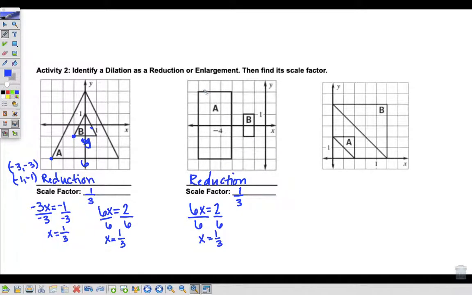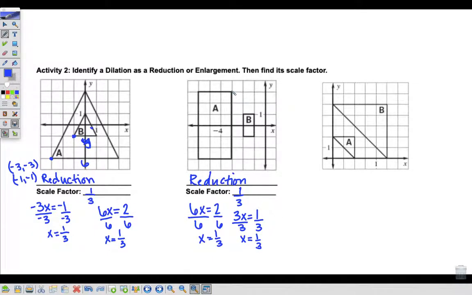Maybe you wanted to use the top. So here I have 1, 2, 3 on my original, multiplied by some value to get 1. I should still get 1/3 when I simplify here. And notice I do still get x equals 1/3.